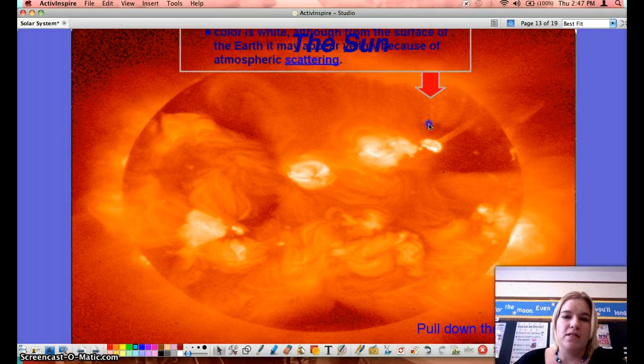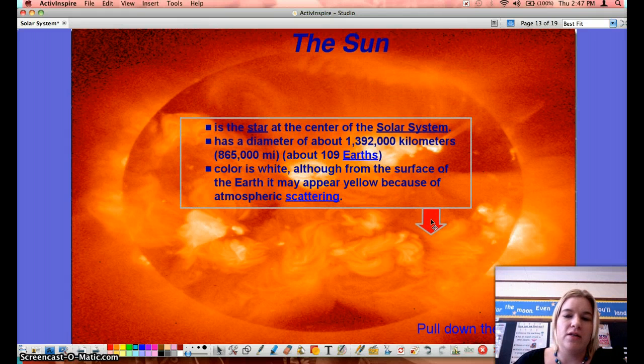Okay, then we would talk about the Sun. The Sun is a star at the center of the solar system. It has a diameter of about 865,000 miles, which equals about 109 Earths. The Sun is actually white, but from the surface it appears yellow because of atmospheric scattering.